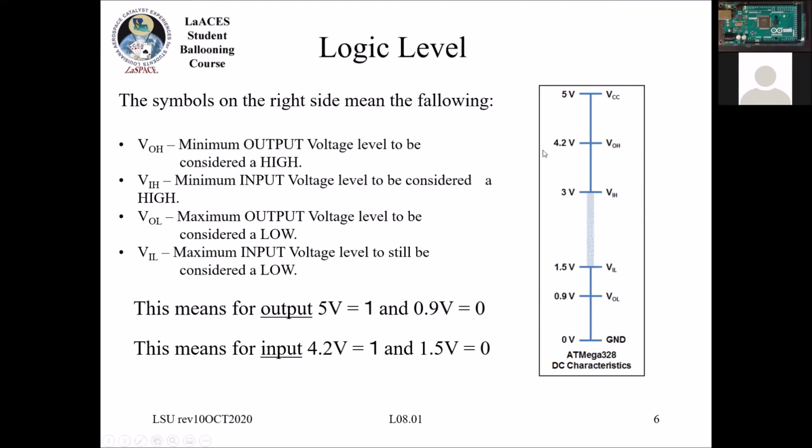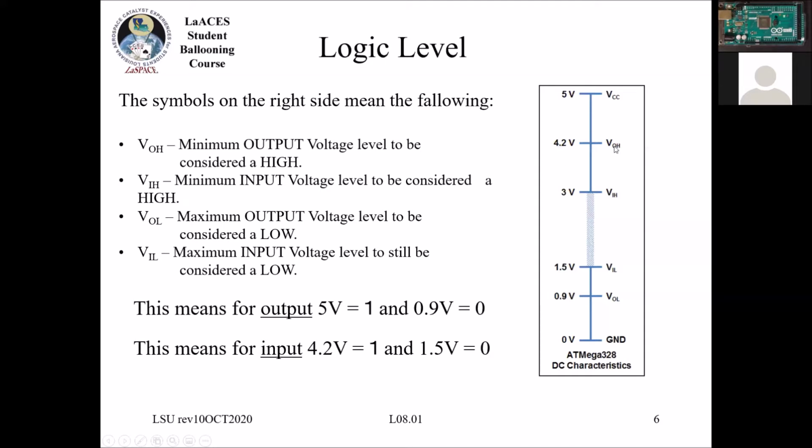So then the next value is VOH, which is voltage output high. This is the lowest voltage the circuit will output when it's a high. So that means when it's outputting a high, the voltage will be somewhere between VCC and VOH. The next one is VIH, which is the minimum input voltage to be considered a high. So when the circuit is taking an input, everything above VIH will be considered a high.